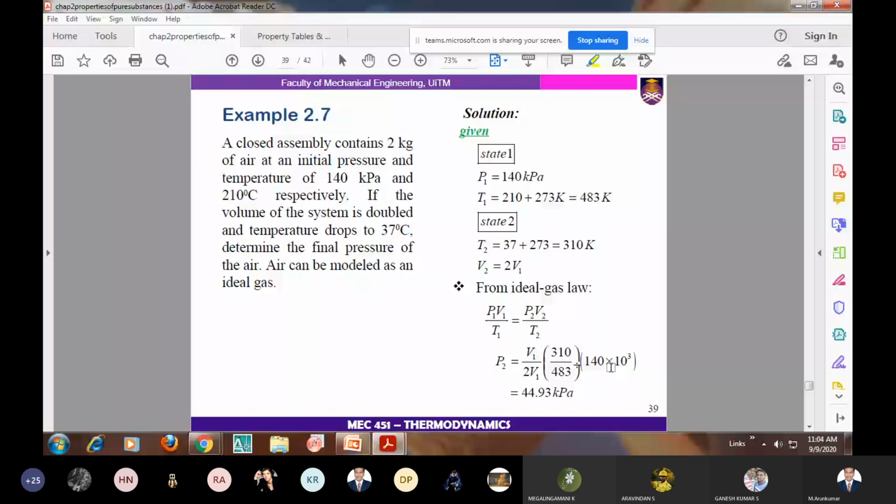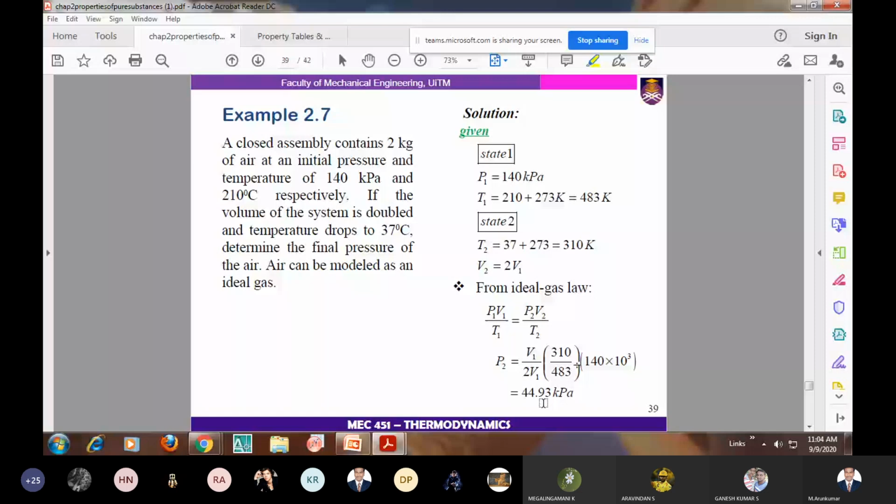Then we can substitute the volume in meter cube. So if you substitute the values, we can find the unknown value T2. Your answer will come in Pascal, and you want to convert that Pascal into kilopascal. That is 4.93. Just try to use the calculators and check.